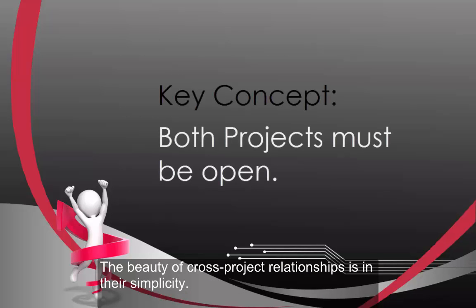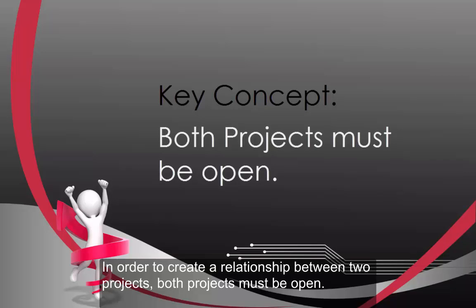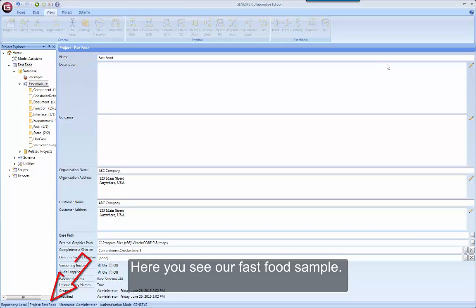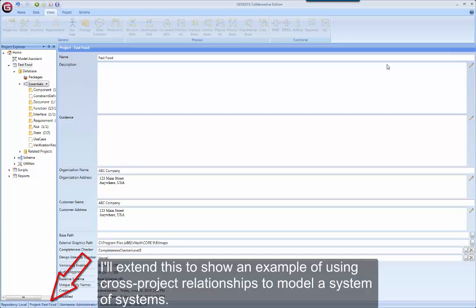The beauty of cross-project relationships is in their simplicity. In order to create a relationship between two projects, both projects must be open. Let's take a look at how it's done. Here you see our fast food sample. I'll extend this to show an example of using cross-project relationships to model a system of systems.